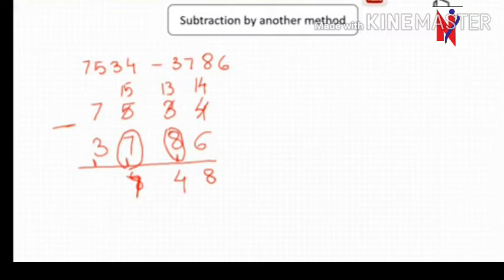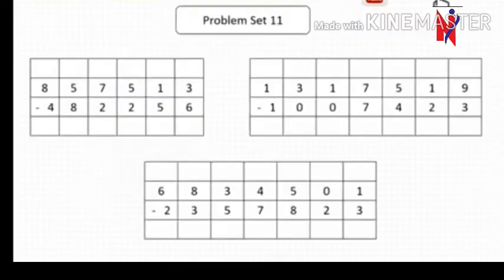Nothing to worry, let us just solve 2-3 sums, you will understand. Now 7 minus 4, because 3 plus 1 is 4, so 7 minus 4 is 3. Now let us solve the exercise, so you will understand how we are going to do it with a different method. Problem set 11. Let us begin.